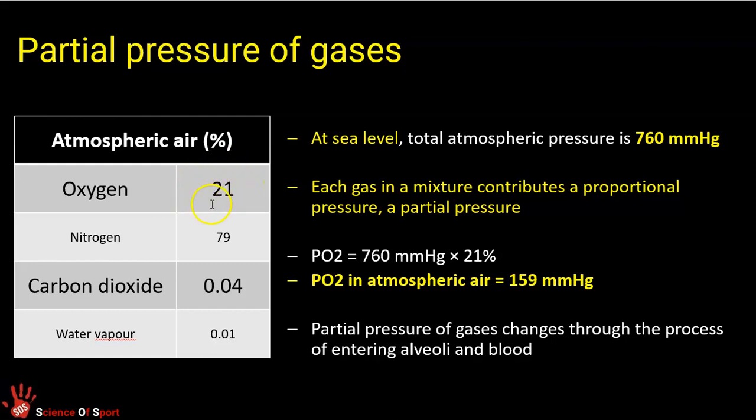So we can describe there being 21% oxygen in the atmosphere, but there's another way of describing that, and that's what we're going to learn now. So, atmospheric air, 100% made up of different gases. The pressure of the atmospheric air is 760 millimeters of mercury. So this is the unit of pressure, millimeters of mercury.